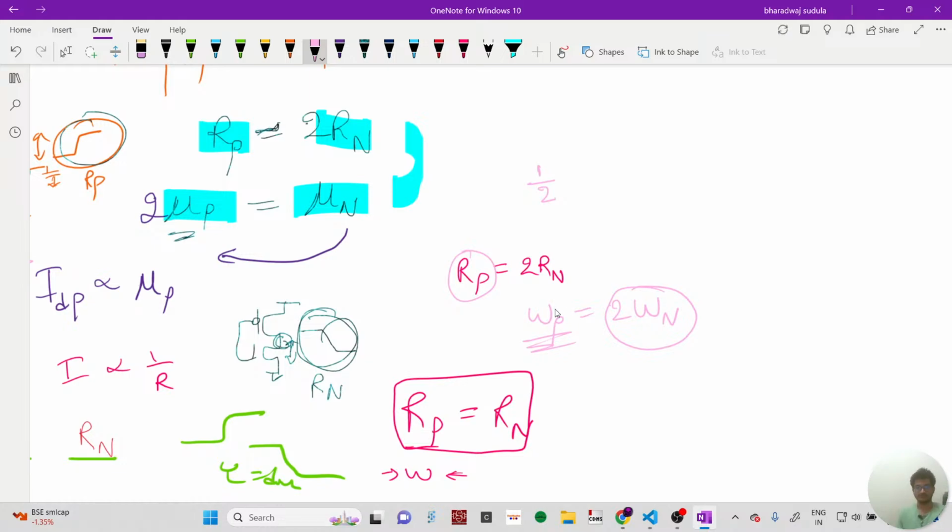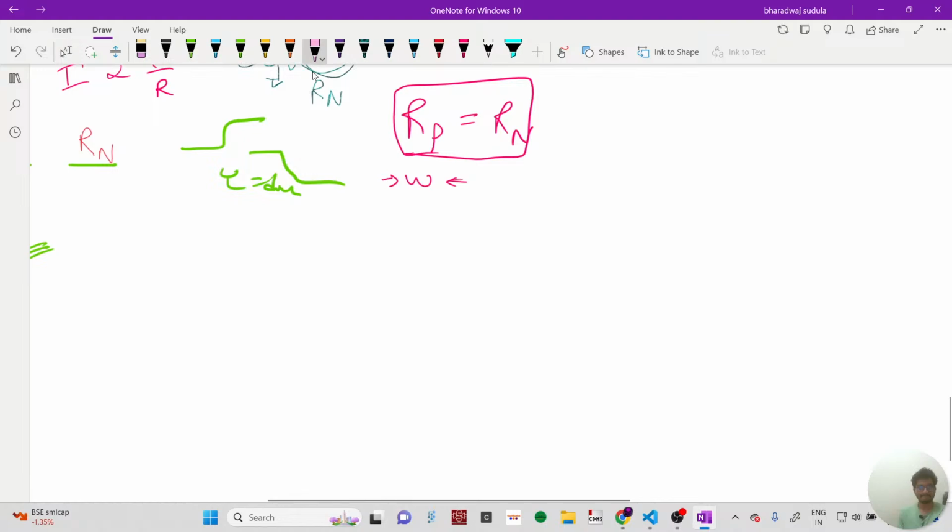So now the width of PMOS will be 2 and the width of NMOS will be 1.